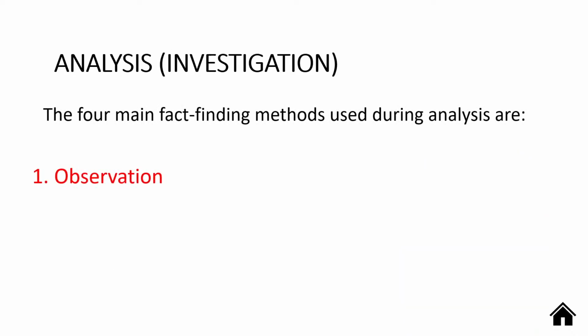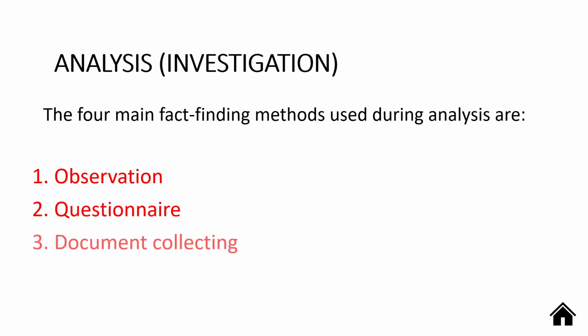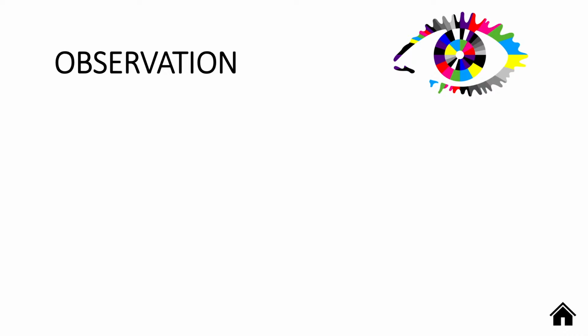So here we are then. 4 fact-finding methods. We've got observation, questionnaire, document collection, and interview. The 4 main methods that you need to know for A-level. And for each of these, you need to know the advantages and the disadvantages. So let's jump straight into it.